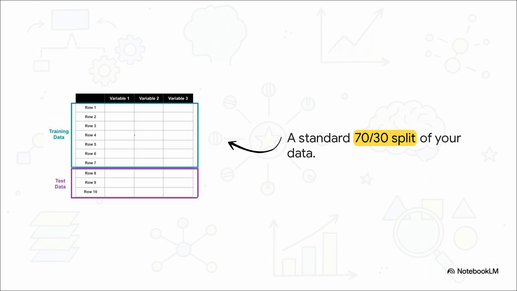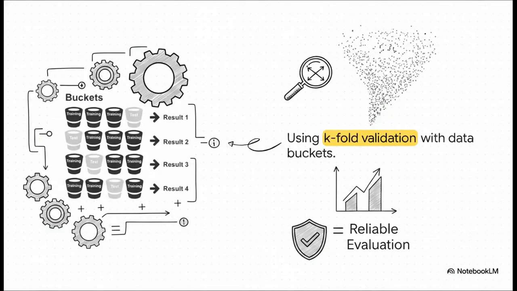If your error rate is really low on the training data, but it suddenly spikes on the test data, yep, you've overfit. But here's the catch. What if you have a smaller data set? Withholding 30% for testing can actually starve your model of valuable training examples.